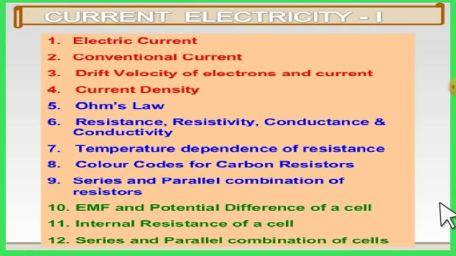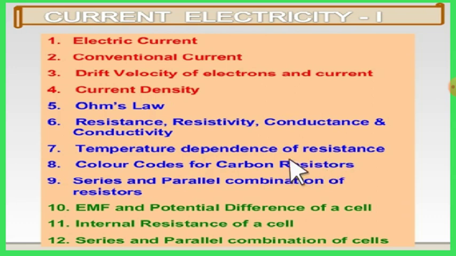In today's class we will take up a new unit, and that is unit current electricity. In this unit we will try to learn about these different topics. The first one is electric current, conventional current, drift velocity of electrons and current and its relation, then current density, then Ohm's law, resistance, resistivity, conductance and conductivity, and lastly we will try to learn about temperature dependence of resistance.